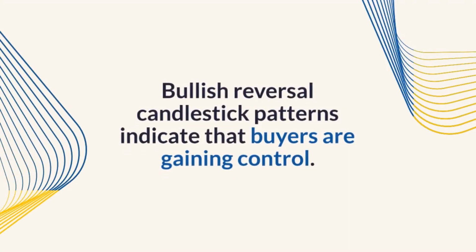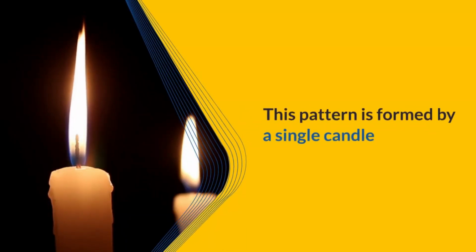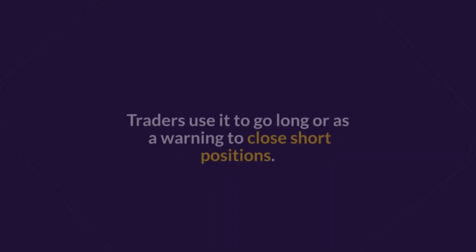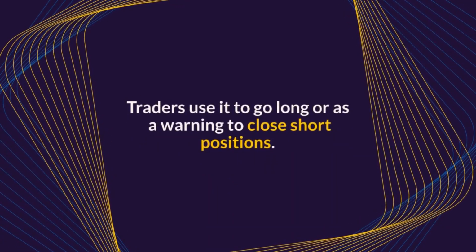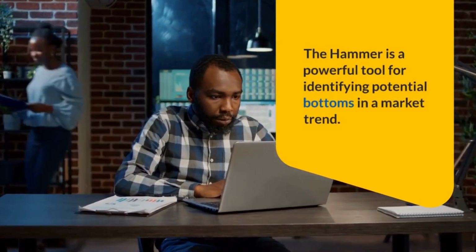Bullish reversal candlestick patterns indicate that buyers are gaining control. One such pattern is the hammer. This pattern is formed by a single candle and is often used to signal a reversal. Traders use it to go long or as a warning to close short positions. The hammer is a powerful tool for identifying potential bottoms in a market trend.